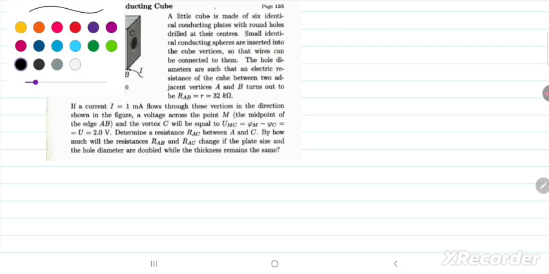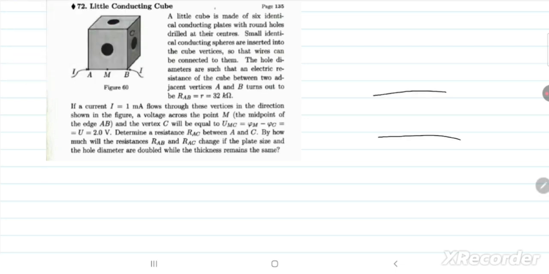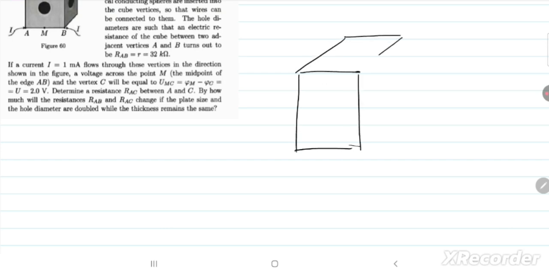Well, they have given me some kind of a cube, right? It says that you have a cube and some holes are drilled at the midpoint of each of the plates and small spheres are inserted. So basically the situation is that you have a cube and spheres are inserted at the holes. These spheres are of no use actually in solving this problem. And it said that the resistance across AB is measured to be 32 kilo ohms.